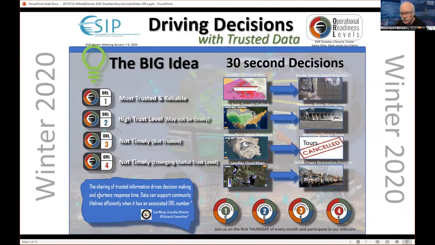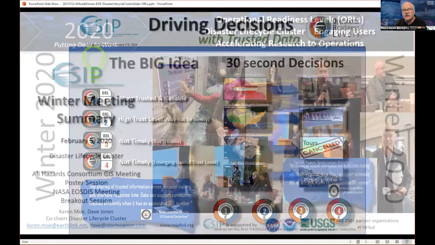You can see the quote at the bottom from Tom Moran, who's the All Hazards Consortium Executive Director. He says, "The sharing of trusted information drives decision-making and shortens response time. Data can support community lifelines efficiently when it has an associated ORL number." So we started to see real traction.